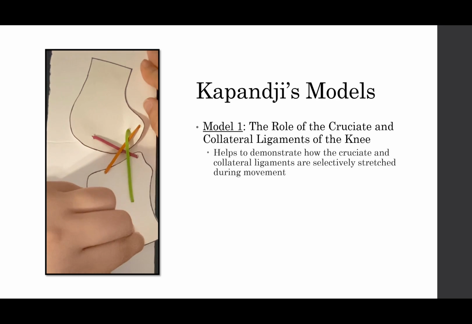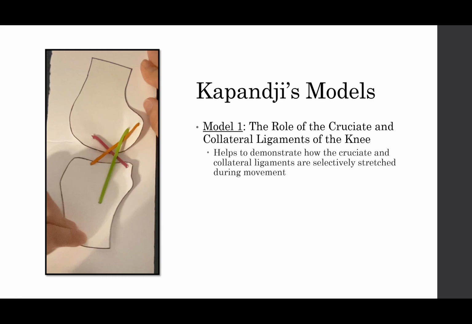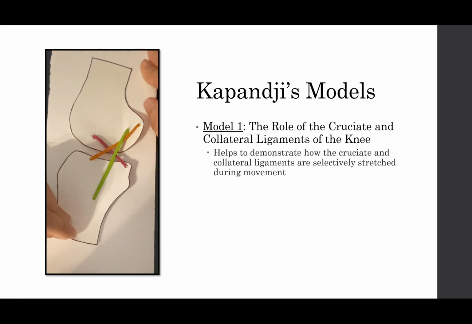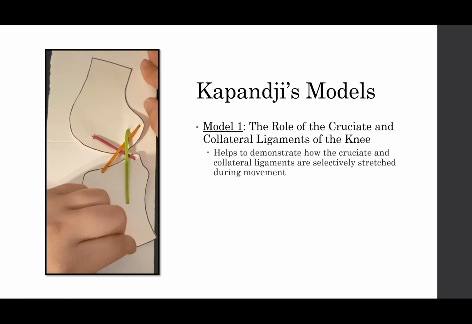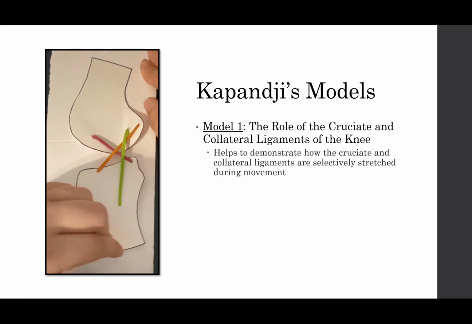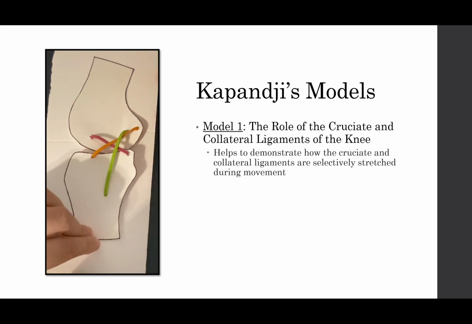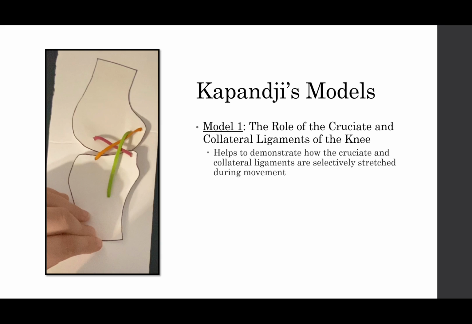The first of Kapandji's models helps to demonstrate the role of the cruciate and collateral ligaments of the knee. Specifically, it helps to demonstrate how the cruciate and collateral ligaments are selectively stretched during movement, and how the femoral condyle is pulled back on the tibial articular surfaces during movements of flexion and extension. In the video, you can see the femoral and tibial cutouts attached by 3 colored rubber bands.